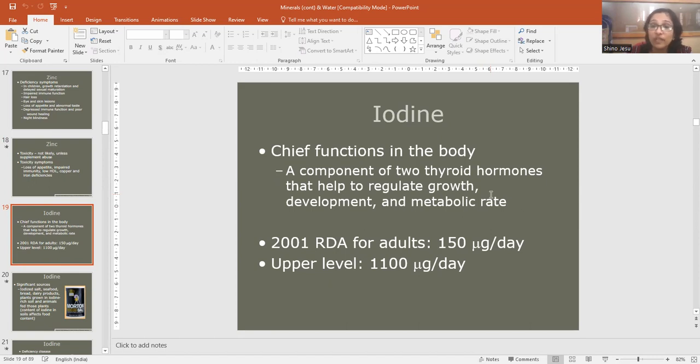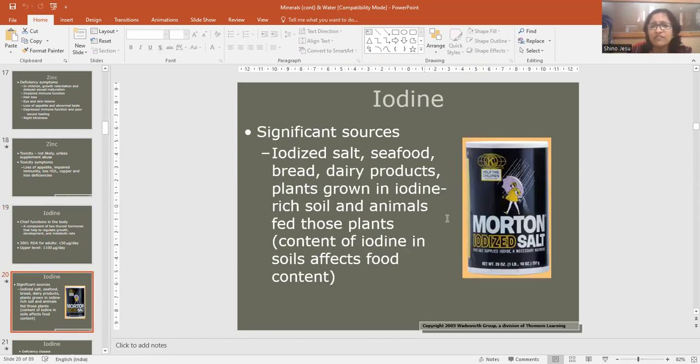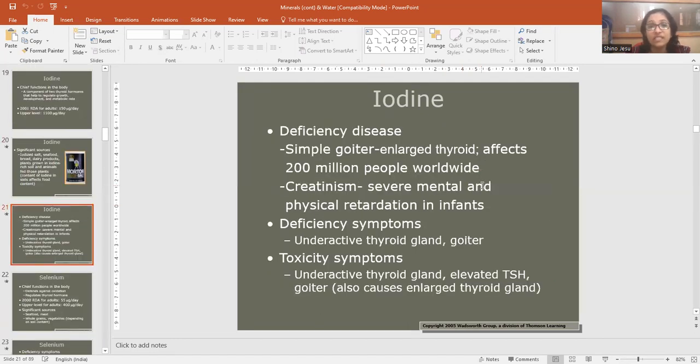Iodine: its chief function in the body is as a component of the two thyroid hormones that help to regulate growth, development, and metabolic rate. The recommended intake for adults is 150 micrograms per day, and the upper level is 1100 micrograms per day. Nowadays it is not much of a problem getting iodine. Deficiency includes simple goiter or cretinism, with symptoms of underactive thyroid gland and goiter, and toxicity symptoms include underactive thyroid gland, elevated TSH, etc.